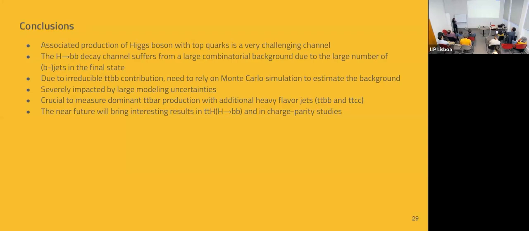Because of all of this, I think it's crucial to measure the dominant tt-bar production with additional heavy flavor jets, ttbb and ttcc. And these are things that are currently being done in both of the experiments, both inclusively and differentially in many different observables. And hopefully I've shown you that the near future will bring interesting results in ttH with Higgs to bb alone, and also for a broader spectrum of charge parity studies.